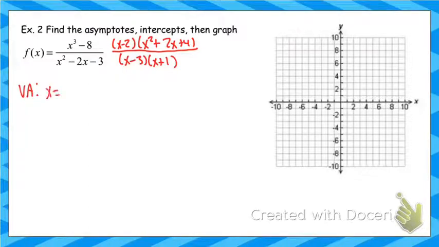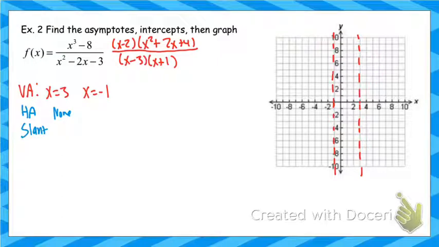Vertical asymptote, bottom equal to 0. So I got x equals negative 1 and x equals 3. Horizontal asymptote. This one's top heavy, so there's no horizontal, but there is a slant. This time, though, for the slant asymptote, we can't use synthetic. We need to use long division.